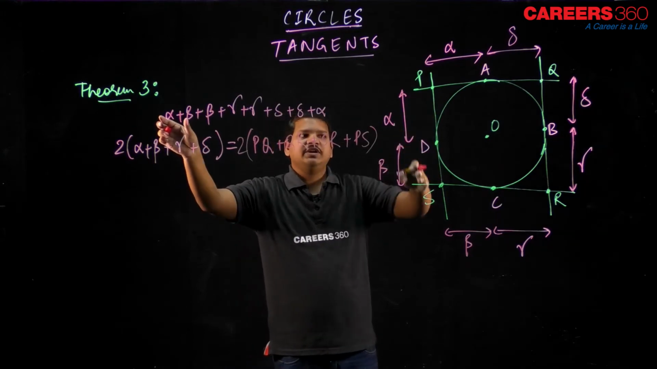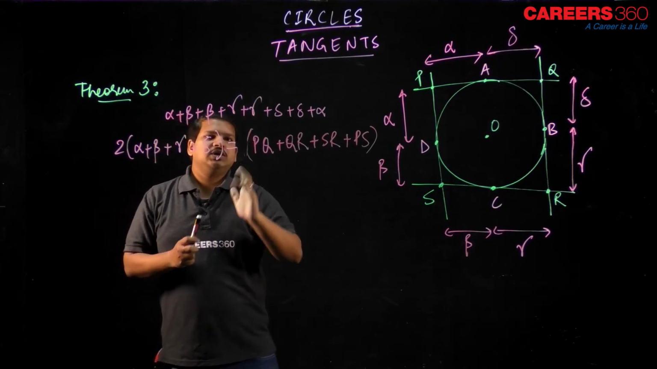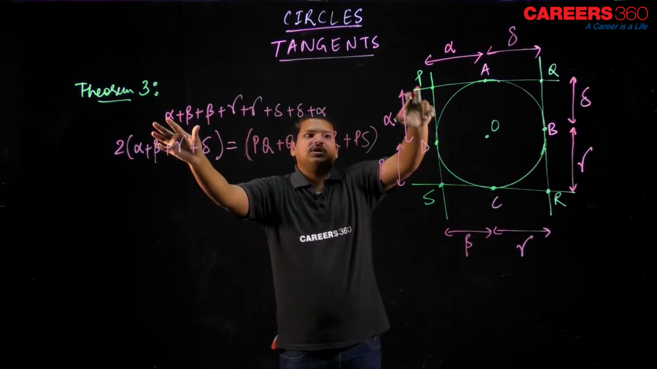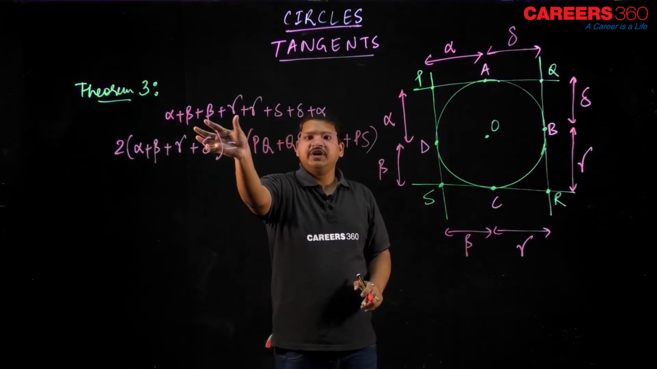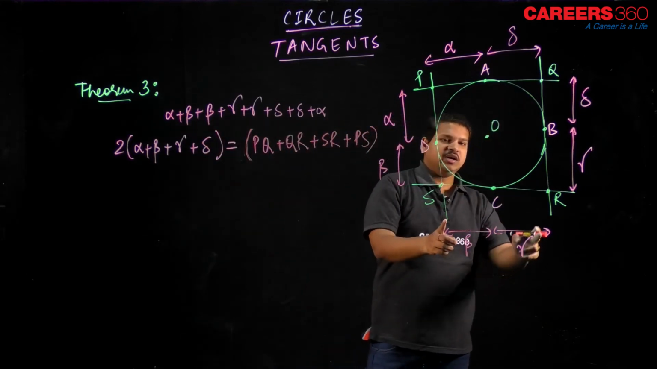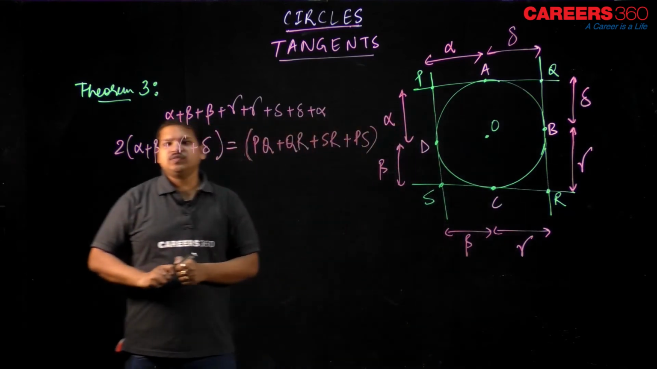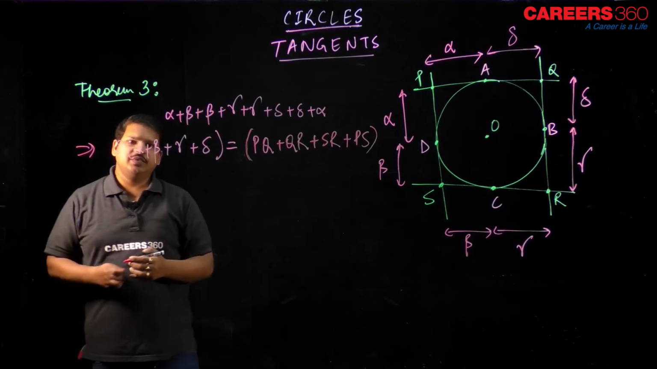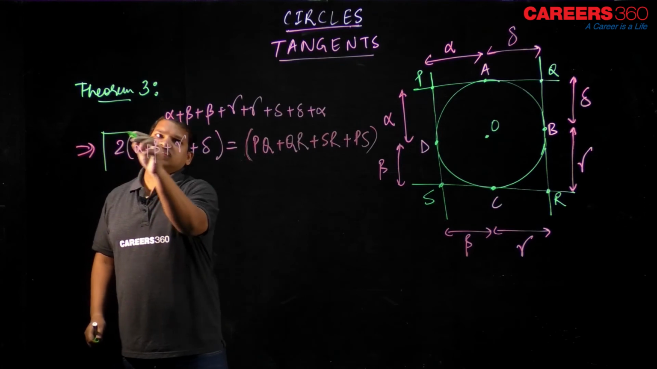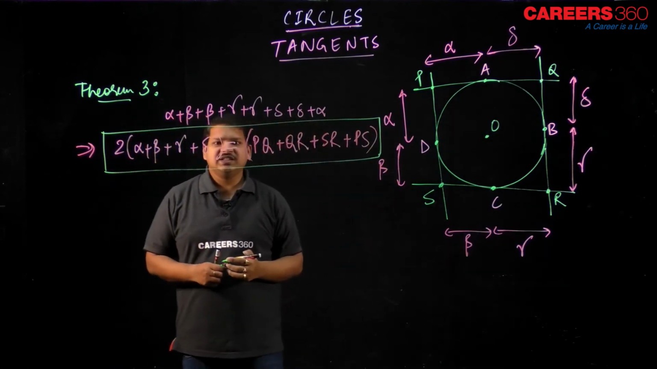If I look upon alpha plus beta, this is what? Sorry, this will not be twice. This will come as it is. Alpha plus beta is my PQ. Beta plus gamma is QR. Gamma plus delta is SR, and then PS. So this is one important standard result with respect to the tangent of the circle. You just remember this, right? Many a times this is being asked in the questions.